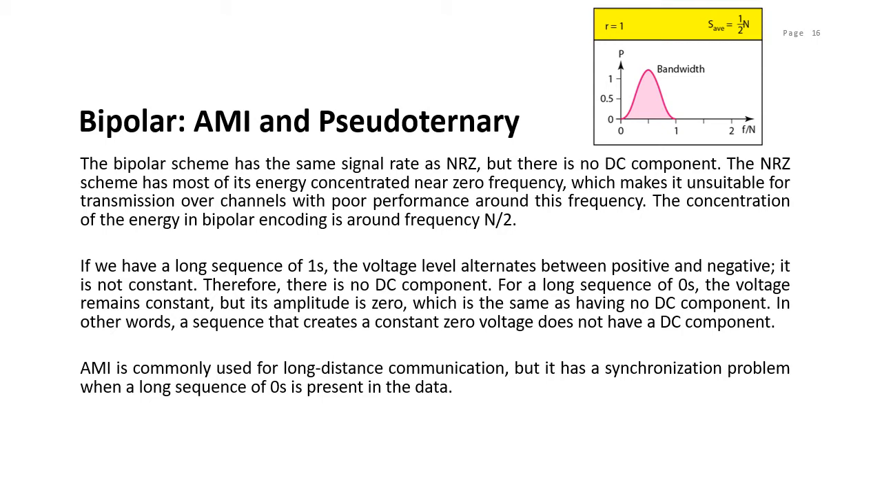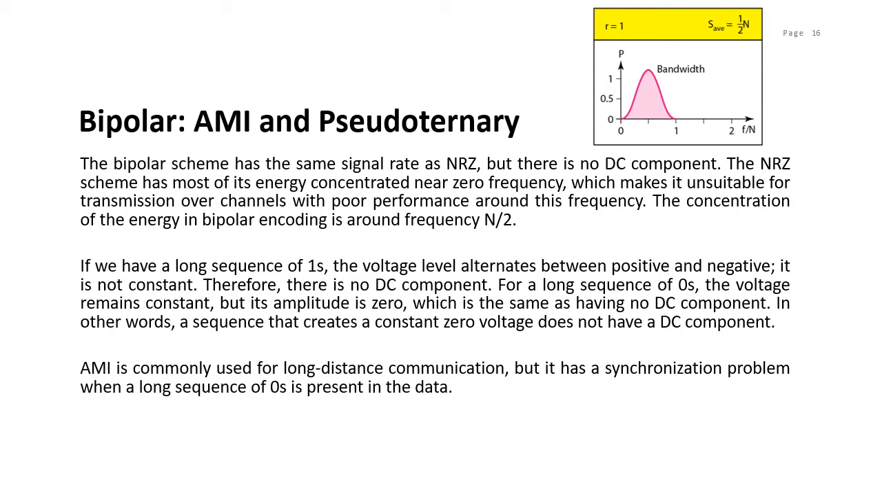The bipolar scheme was actually developed as an alternative to non-return zero. The bipolar scheme has the same scenario as non-return zero, but there is no DC component in bipolar. The NRZ scheme has most of its energy concentrated near the zero frequency. If you remember, I mentioned that just now, and this makes it unsuitable for transmission over channels with poor performance around this frequency. The concentration of the energy in bipolar encoding is around frequency N over 2. As you can see in this figure, this shows the typical energy concentration for the bipolar scheme.